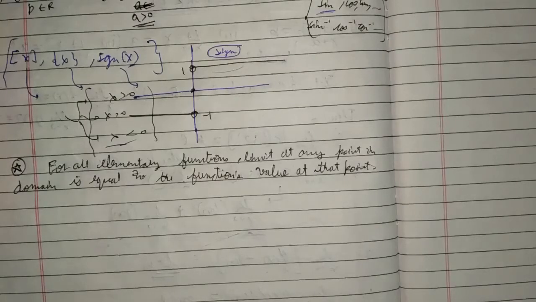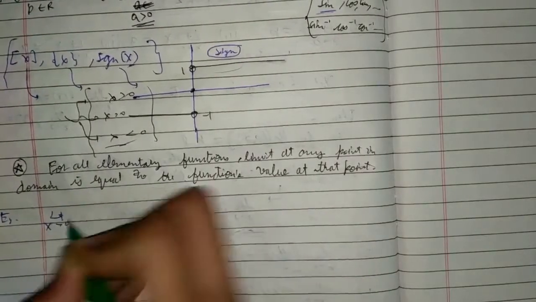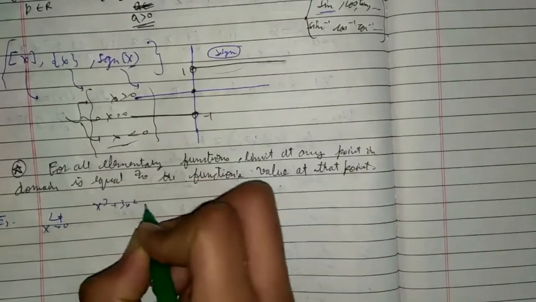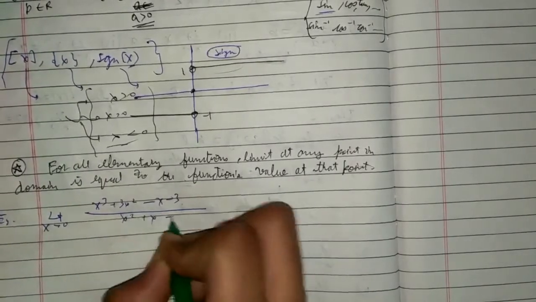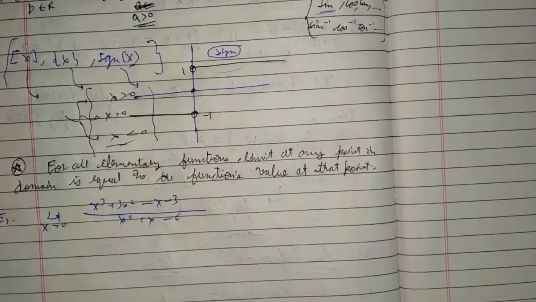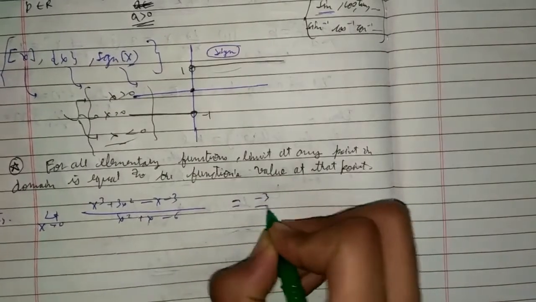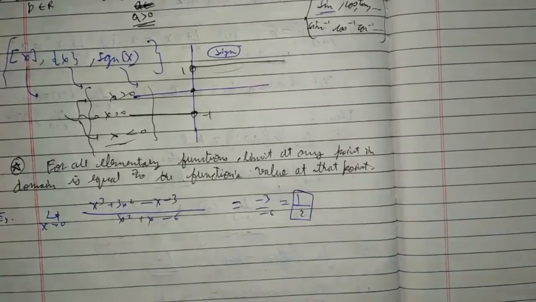at that point. Okay. For example, limit x tends to 0 of (x cube plus 3x square minus x minus 3) divided by (x square plus x minus 6). Since the given function is an elementary function and the polynomial in the denominator does not vanish at x equal to 0, that is, its value is not equal to 0, we obtain the limit by substituting x equal to 0 in the function directly. That is, we get minus 3 upon minus 6, that is equal to half, and that's our answer.